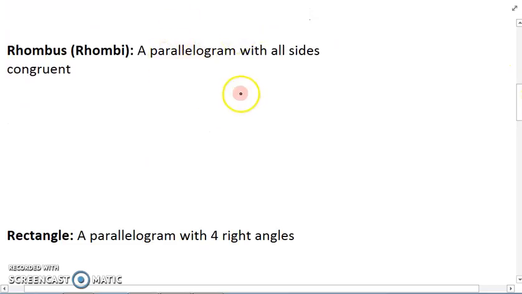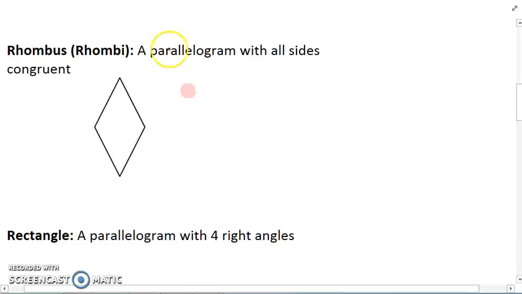So now we want to draw a rhombus that is not a square. Because remember, squares are part of rhombuses, so let's look. A rhombus that is not a square. Well, a rhombus is a parallelogram with all sides congruent. So what would that look like? Well, actually, again, pause the video to draw this, but it's going to look like a diamond.